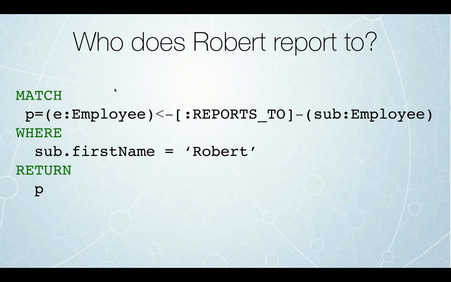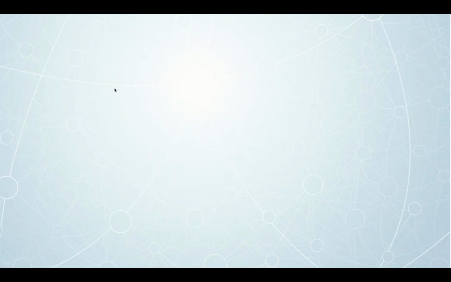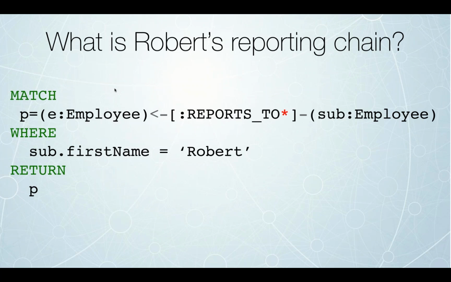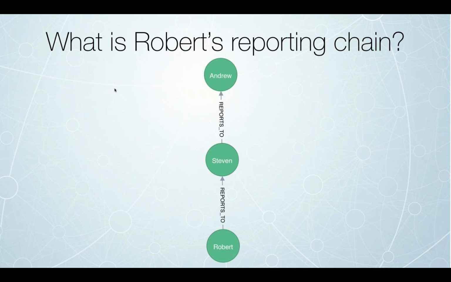We can look at this for a specific employee. Here we want to know, okay, who does Robert report to? And we can see that Robert reports to Stephen. Let's dig in a little bit deeper and look at Robert's reporting chain. Here you'll notice in this reports to relationship, we're adding an asterisk. What this means is that instead of just matching on one relationship, now we want to go an arbitrary number of relationships deep. So here we'll get the whole chain. And we can see that Robert reports to Stephen and that Stephen reports to Andrew.